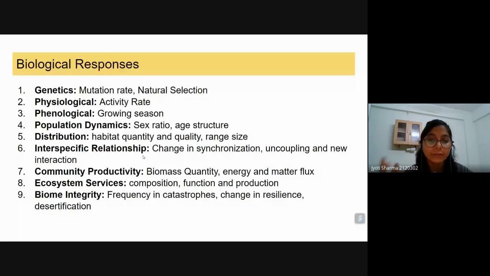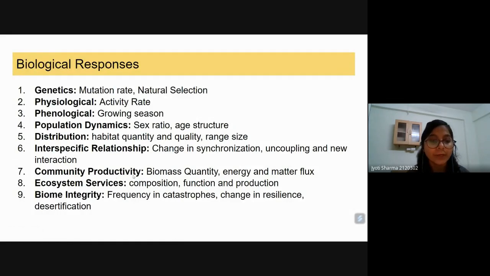Whenever the tree is giving the fruit, only then will the bird breed. So this is the kind of synchronization, and this can be changed or damaged. Then there is coupling and uncoupling and new interaction. As I already told you, if there is an invasive species, because of that invasive species, a new interaction can happen, or some existing interaction can end. So this is the coupling and new interaction.